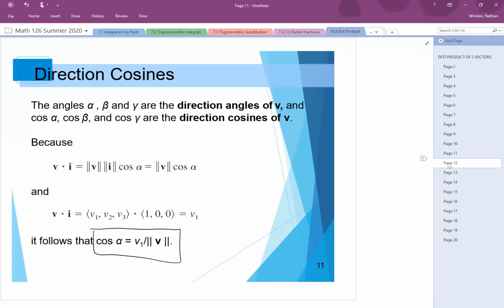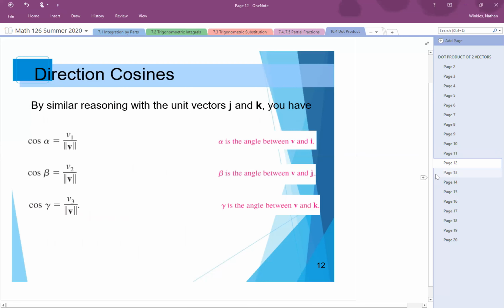In a very similar format, we could find the other two for cosine beta and cosine gamma. So just understand cosine alpha is v1 divided by magnitude of v. Cosine beta is v2 divided by magnitude of v. And cosine gamma is equal to v3 divided by magnitude of v. We must note that alpha is the angle between v and i, beta is the angle between v and j, and gamma is the angle between v and k.